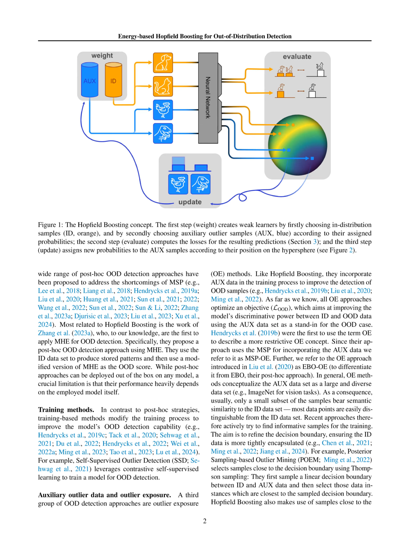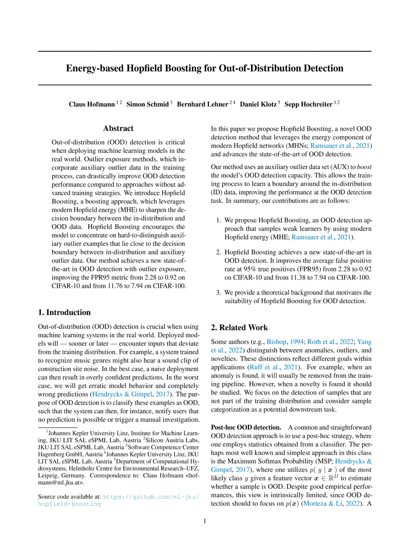At inference, the OOD score is computed using both ID and AUX data, and the model's discriminative power is evaluated using metrics like FPR95 and AUROC. Hopfield Boosting outperforms other OOD detection methods, especially when sampling weak learners close to the decision boundary, demonstrating its effectiveness in improving OOD detection performance.